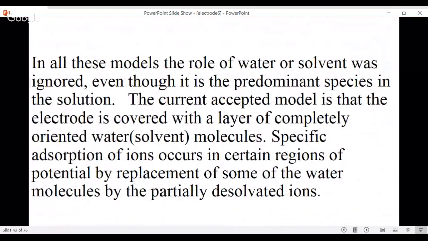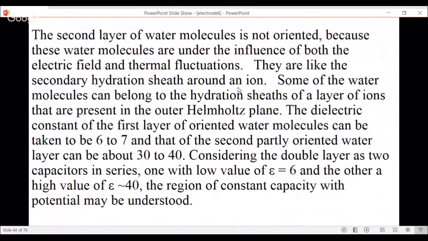But still, in all these models, the role of water or solvent was ignored, even though it is the predominant species in the solution. So the second layer of water molecules is not oriented because these water molecules are under the influence of both the electric field and thermal fluctuations. They are like the secondary hydration sheath around an ion. The second hydration sphere is not considered. Some of the water molecules can belong to the hydration sheaths of the layer of the ions that are present in the outer Helmholtz plane.